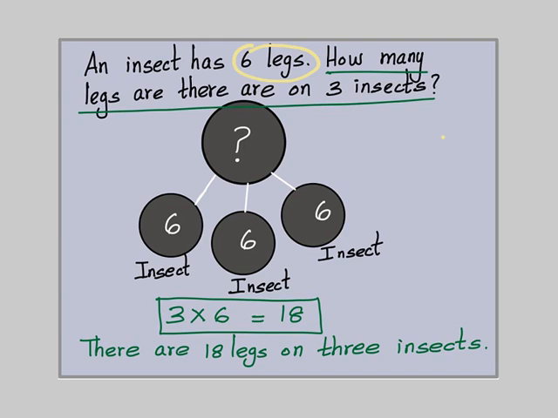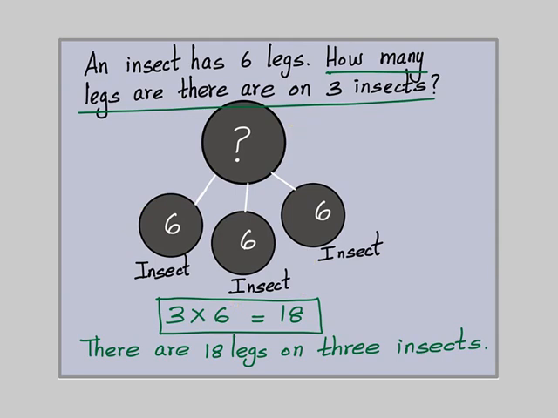So I have shown this with the help of a number bond, where insect 1 has 6 legs, insect 2 has 6 legs, and insect 3 also has 6 legs. Okay, so 3 insects will have how many legs? That means the total number of legs that all the 3 insects have is what we have to find.